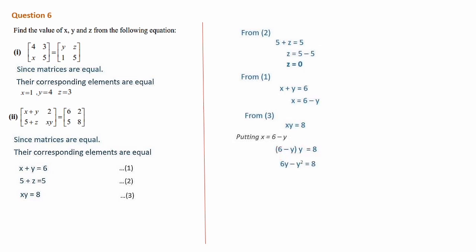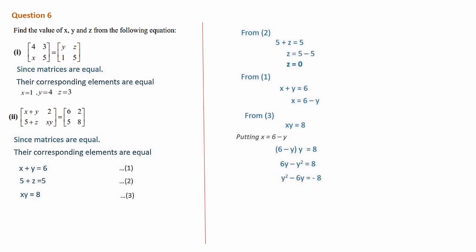Remove the bracket. 6 into y is 6y, y into y is y square, is equal to 8. So here this is not in a particular order. First term should be y square. So what we have to do is just multiply throughout by a minus sign and bring this one to the first. Multiplying by minus here means this will be coming as minus 6y, this will be coming as plus y square, this will be coming as minus 8. So when you multiply by minus and rearrange, minus y square becomes plus y square, plus 6y becomes minus 6y, plus 8 becomes minus 8.